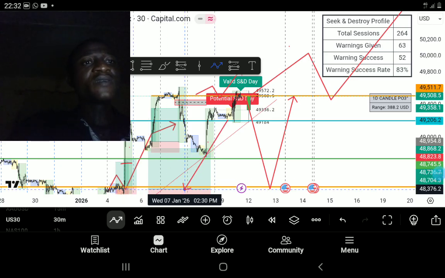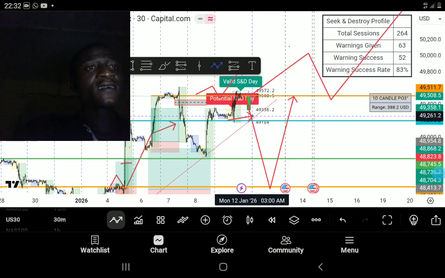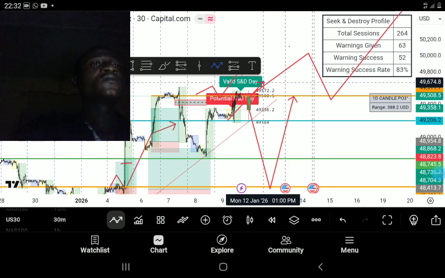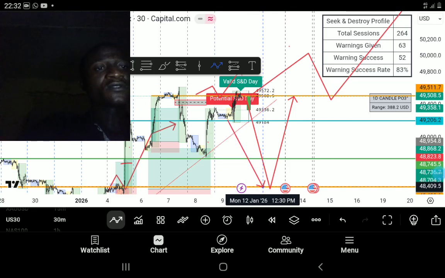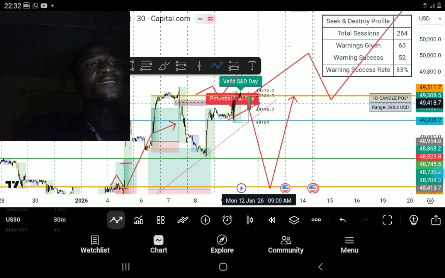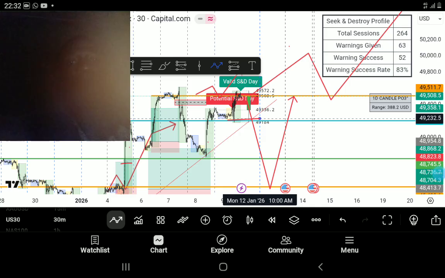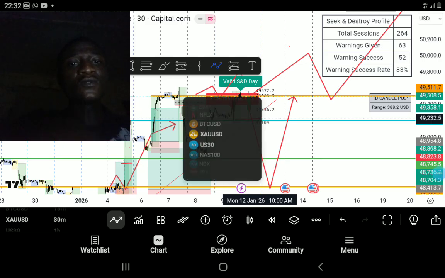So we could be expecting that if the market pulls back and it does not hold here, then it should come back to this region. This is the region I'll be comfortable to buy from, or it breaks out of this region, gives me a proper retest, then I ride. But if you give me a quality retest here, I can enter too. So that is what we have on US 30. So let's go to gold.